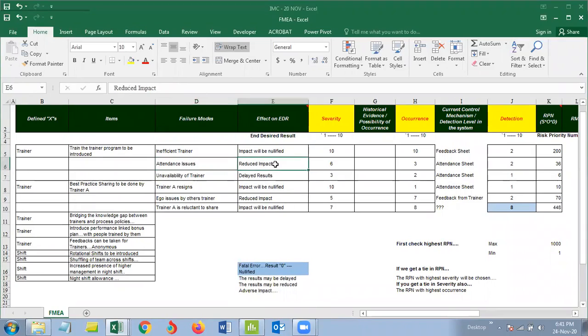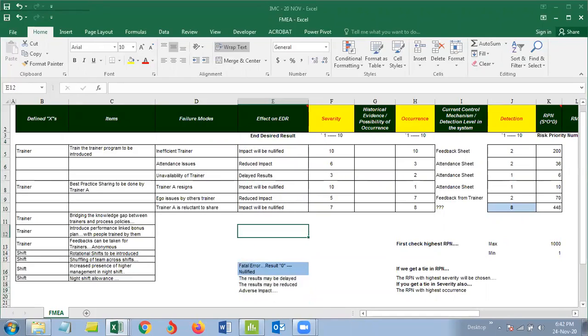Attendance issues, I'll say, a reduced impact because practically someday they will come, whatever they come, they will get some information. The day they don't come, pretty much they lose out. So yeah, different failures can lead to different things. Say trainer A resigns, your impact will be nullified because this guy who's supposed to do the best practice sharing, he's not there. Pretty much there will be no more improvement. Now that's how we'll sit down with the team and anticipate what will be the consequence of that failure. So we'll write them up and practically it'll be out of these lists.